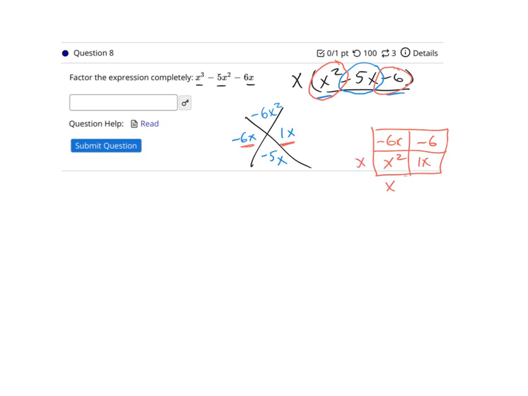Well, I know I have x and x to get x squared. Then I take x times negative 6 to get negative 6x, and I take x times 1 to get 1x. So my final answer, I'll have to start with the factor of x that we took out right away, and then I have x minus 6 from this side right here, and from this side we get x plus 1.